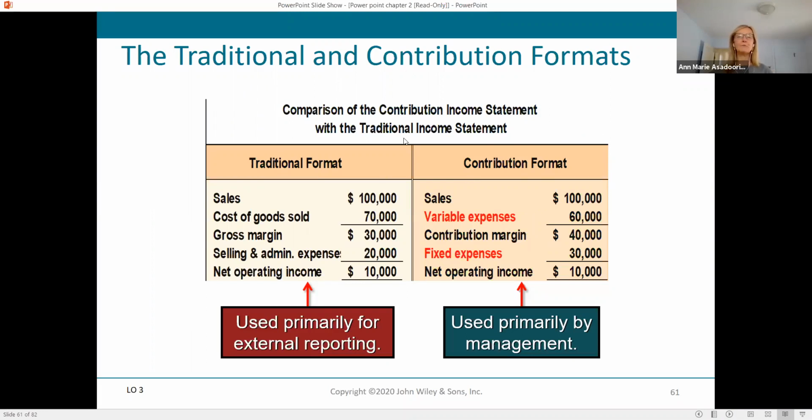Also take a look here. When I am restating my traditional format into contribution format, I'm not changing any of the expenses. All I'm doing is reclassing, right? Notice I have the same sales, exact same net income. All I'm going to do is say this cost is now variable or this cost is now fixed. Okay, makes sense? This is just an intro, but this is your new income statement, and we're going to be using this pretty much for the rest of the semester as well. Internal, external.